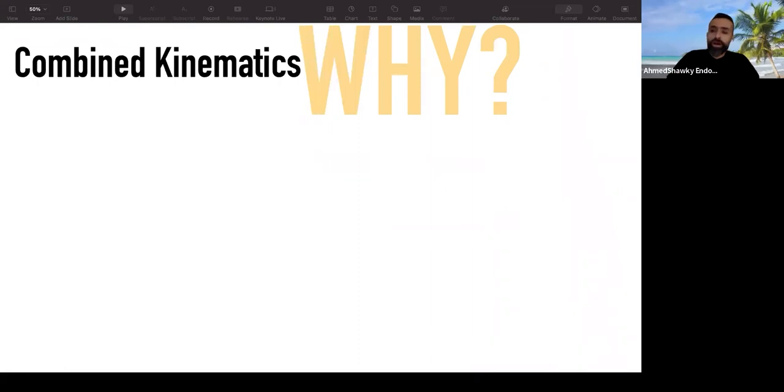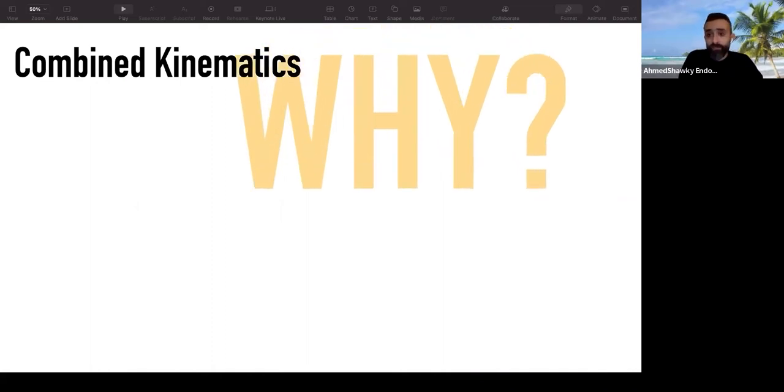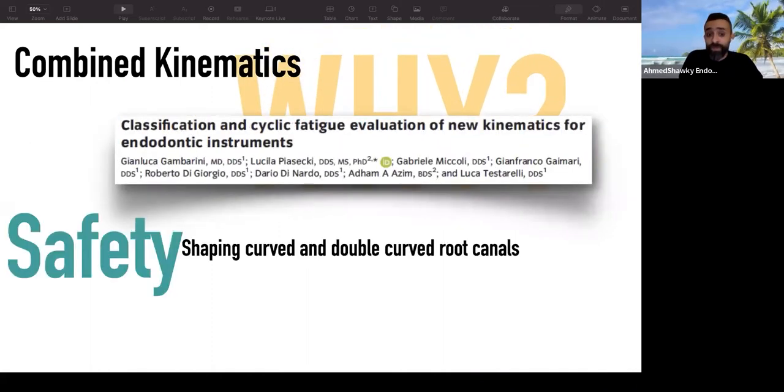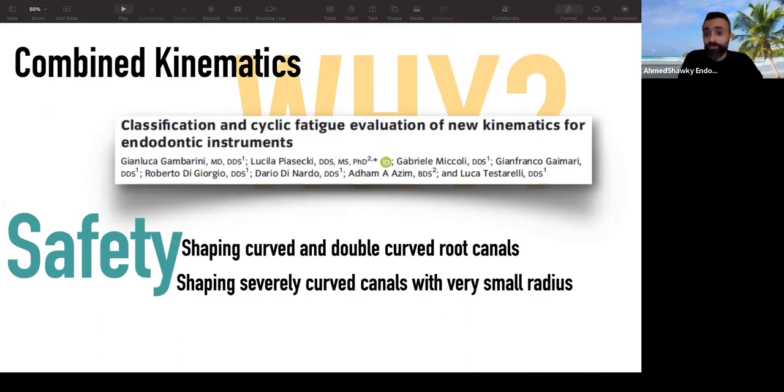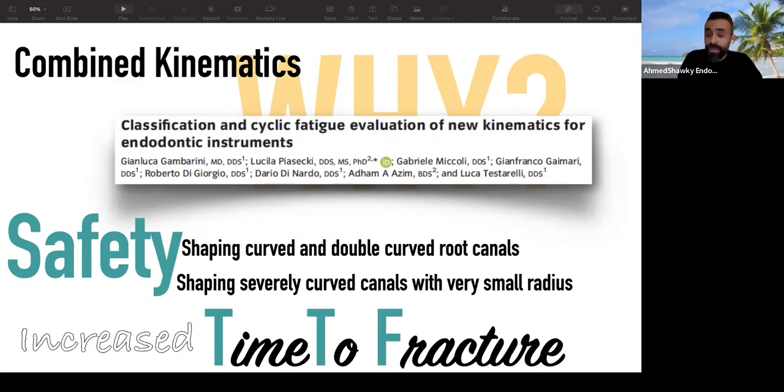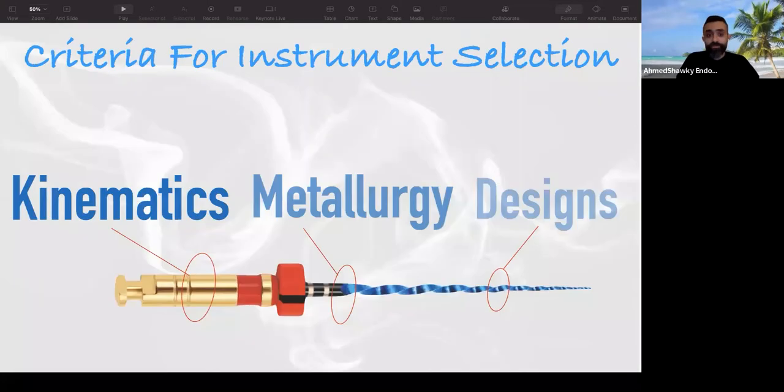So just to give a take-home message about the combined kinematics in the ZRF motor, that we need it for safety. We need it for safe shaping of curved, severely curved, double curved root canals. We need it for shaping severely curved canals with very small radius or abrupt curvature. And we need it for increased time to fracture, meaning that I want to prolong the lifetime of the instrument without fracture. That was all about the kinematics.